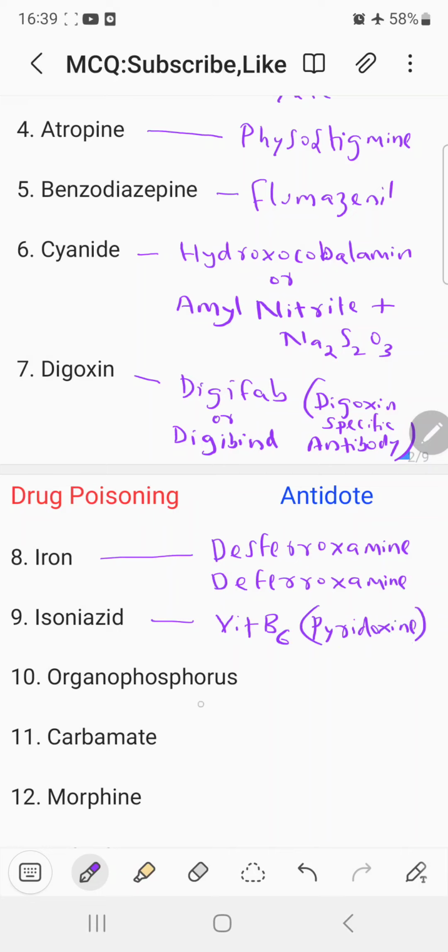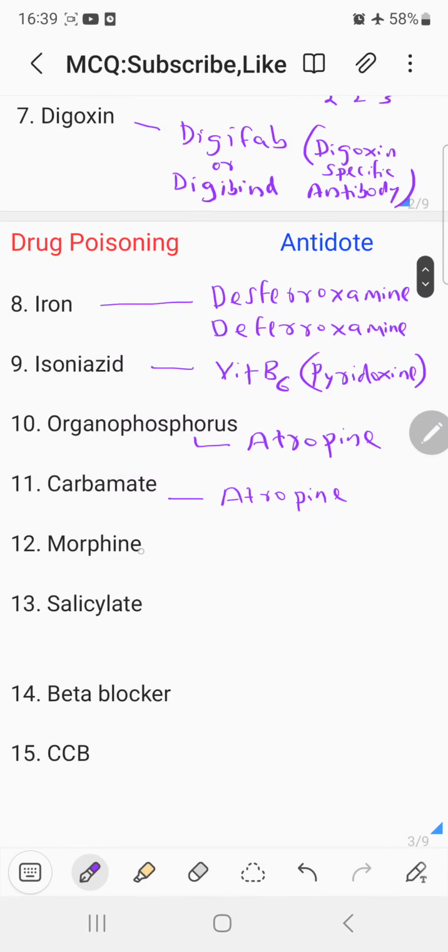Now in the case of organophosphorus compounds, they belong to the cholinergic category. In the case of organophosphorus compound poisoning, the antidote will be an anticholinergic drug. Definitely it will be atropine. Carbamates also belong to the cholinergic category, so definitely the antidote will be an anticholinergic drug, atropine. Now, a very commonly asked question, the antidote for opioid poisoning or morphine poisoning. The answer is naloxone. Naloxone is the antidote for opioid poisoning or morphine poisoning.